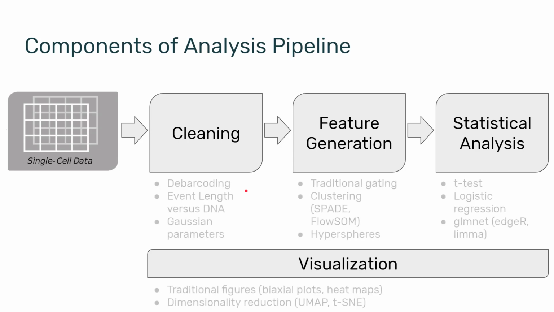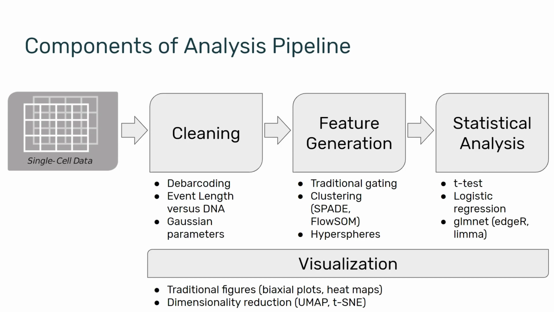And in the context of high complexity cytometry, building a pipeline is a bit like answering a multiple choice questionnaire, where for each one of these steps, you can choose one or more methods or protocols or algorithms to help you fulfill them. For example, for cleaning the data, you can use debarcoding, you can use event length versus DNA or Gaussian parameters for the CyTOF, you can use forward scatter versus side scatter for flow cytometry. Then for feature generation, you can either use traditional gating, you can use different clustering algorithms, or you can use the hyperspheres algorithm, and so on.